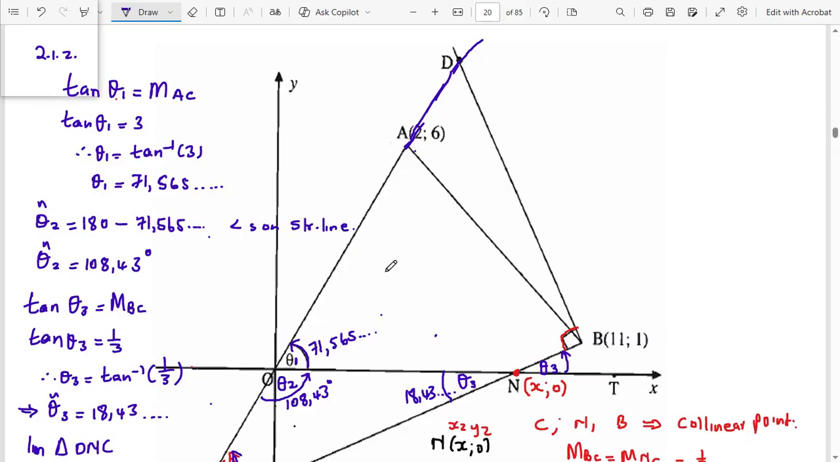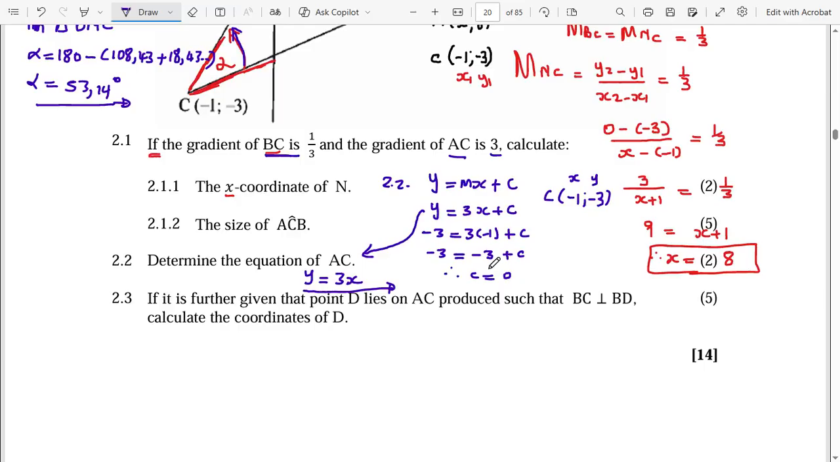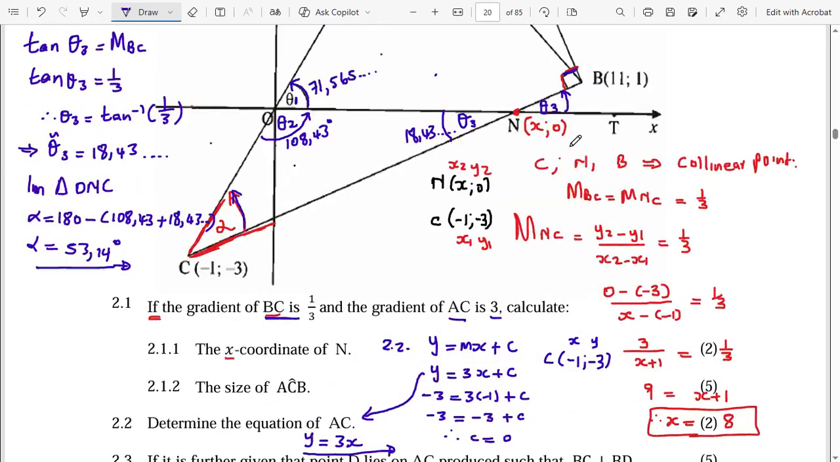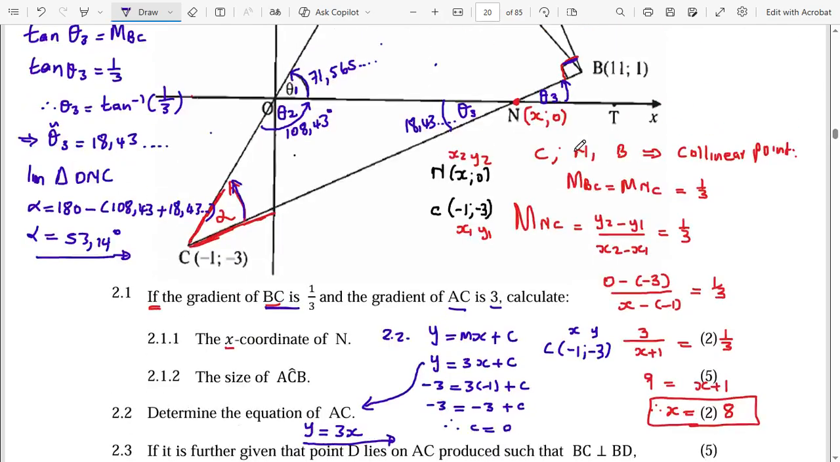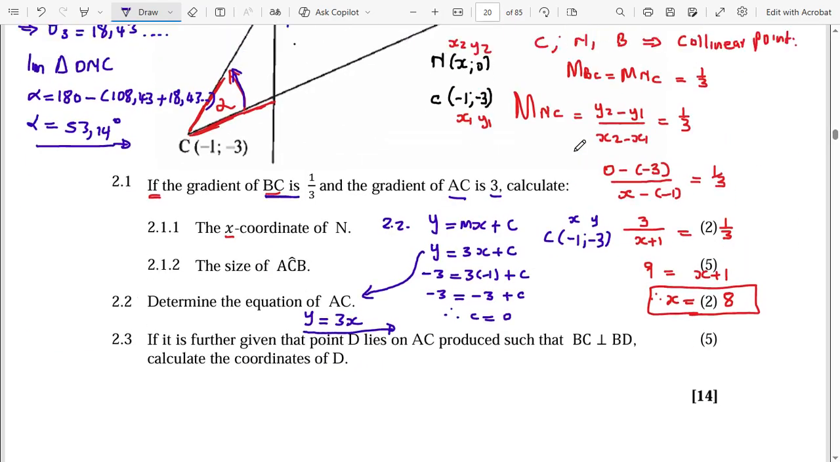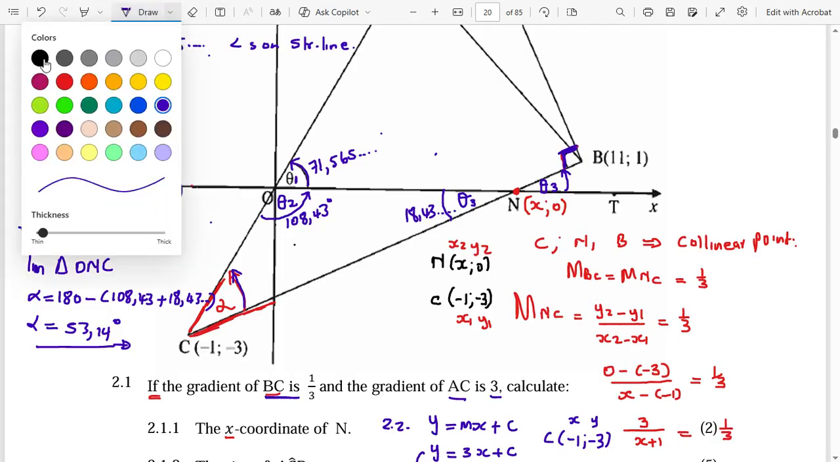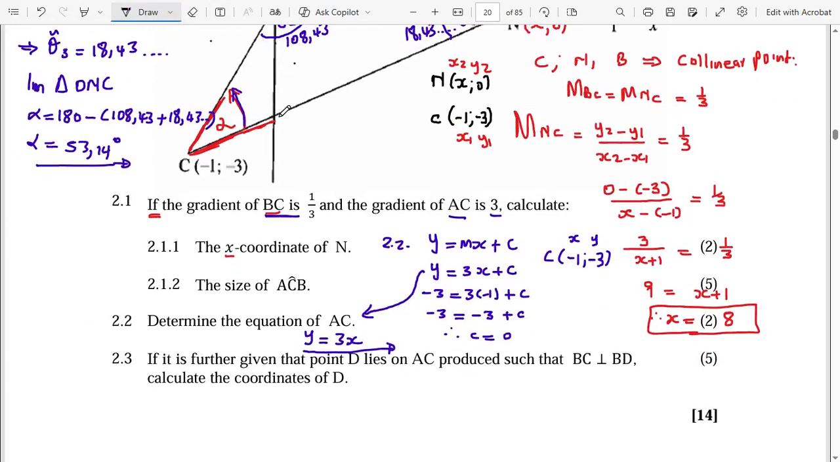Okay, this is wonderful. And then they say that BC is perpendicular to BD. So we can see that this line BC is perpendicular to BD, which is that part here. They are perpendicular. We can see that. All right, so now the question says, calculate the coordinates of D.